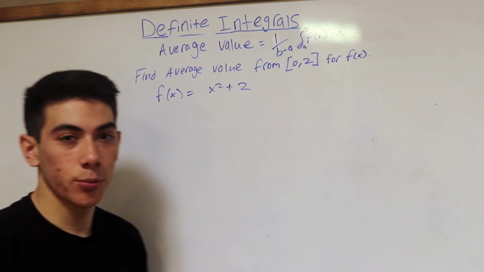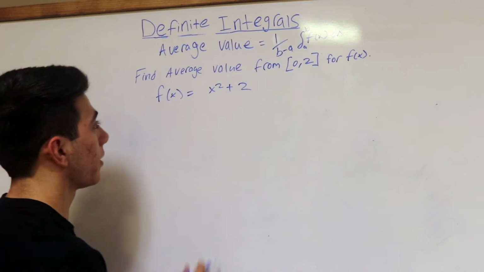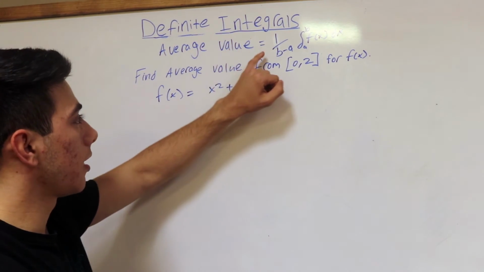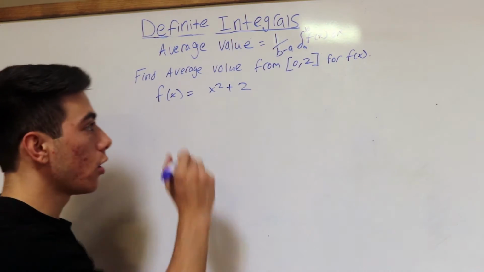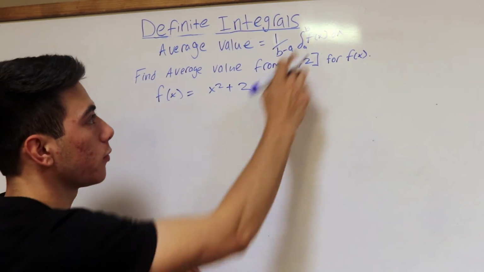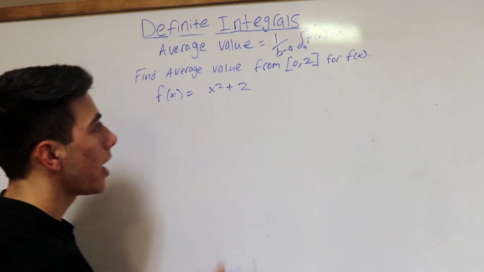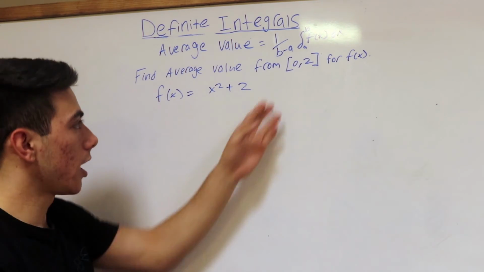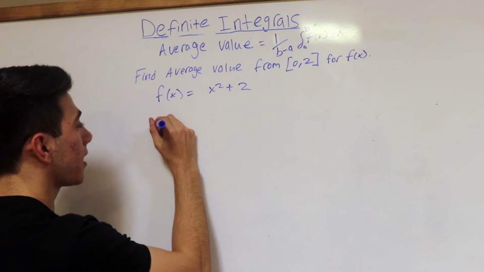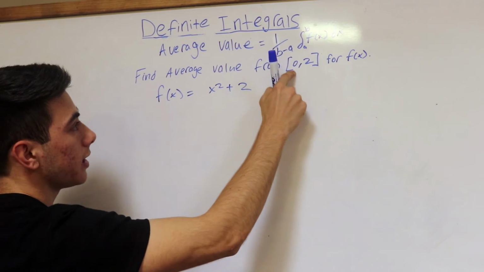Okay, the next concept we're going to look at is something called average value. This can be shown by this equation right here, 1 over b minus a, which is just our bounds on our integral function. If we're given a word problem like this, we can write it out as this is our b and that's our a.